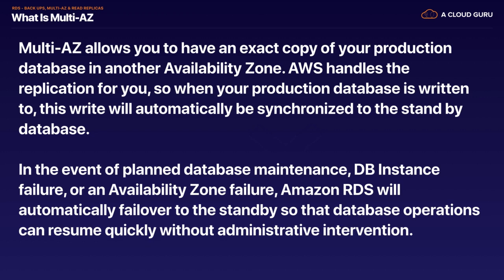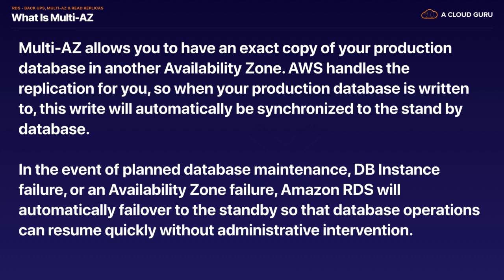When your production database is written to, this write will automatically be synchronized to the standby database. In the event of planned database maintenance, a DB instance failure, or an availability zone failure, Amazon RDS will automatically fail over to the standby so that database operations can resume quickly without any administrative intervention.